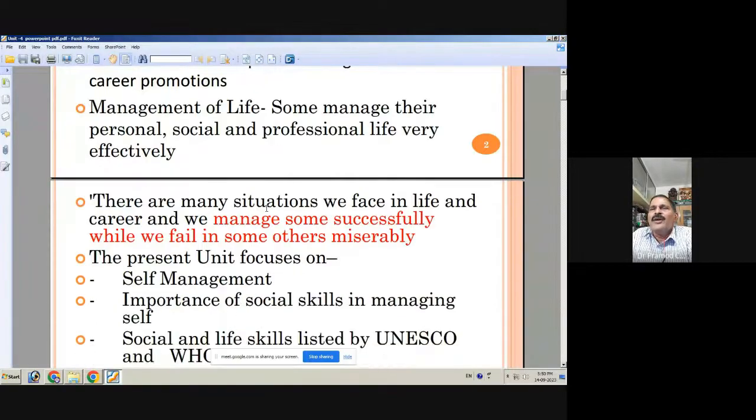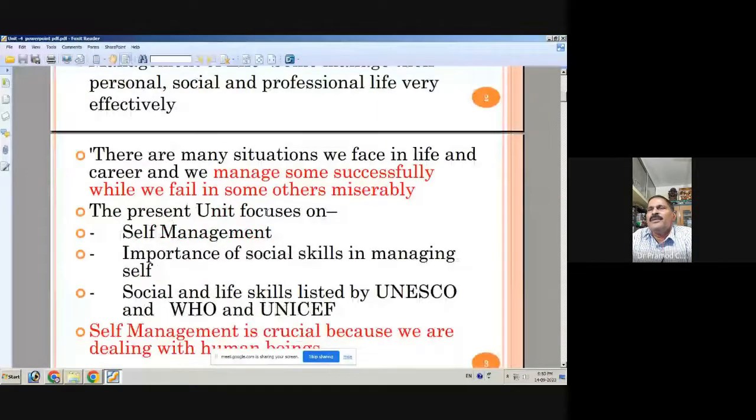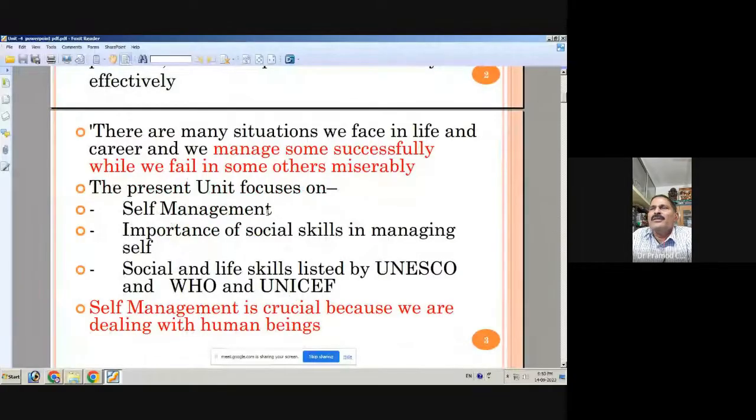So in the management of life, we are finding different situations. We are facing life, we are facing our career. Sometimes we are managing it very successfully, and sometimes we are failing to get success, or we are failing miserably.